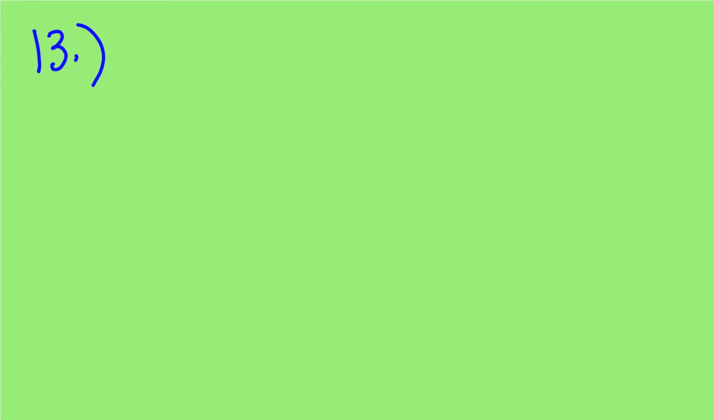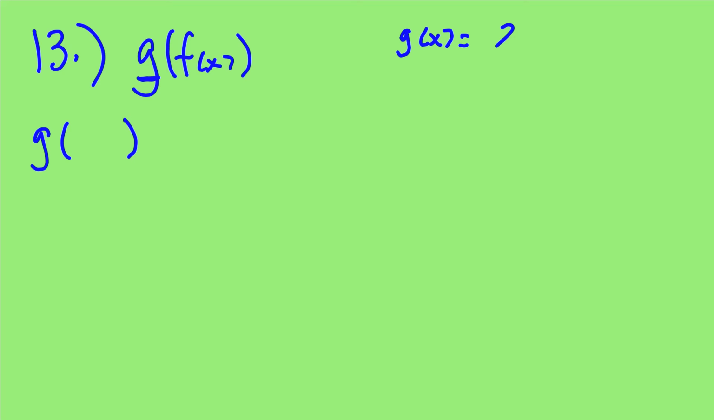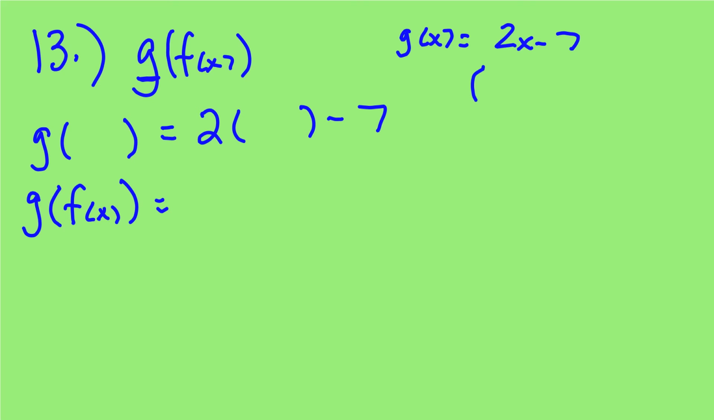Alright, 13. 13 is g of f of x. So remember, I'm going to start with g because I see g first, so I put g of blank space. Remember, g of x equals 2x minus 7. So I will start with g of blank space. I put 2 big blank space minus 7. Now I put g of f of x. And if f of x is 3x to the negative 1, I put 3x to the negative 1 in that parentheses. Notice I keep everything exactly the same.